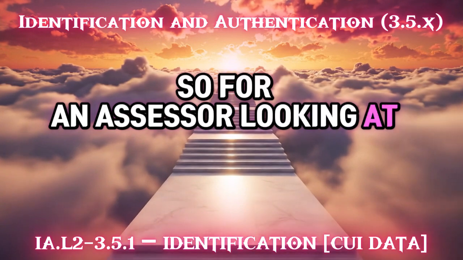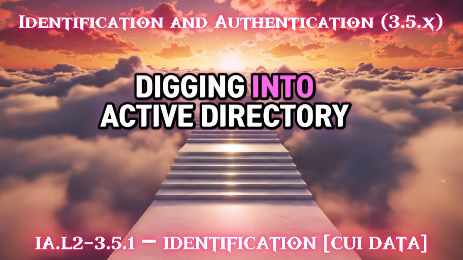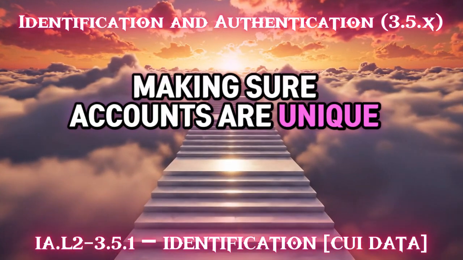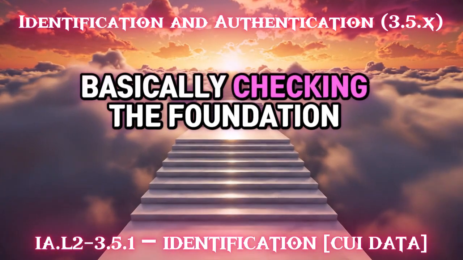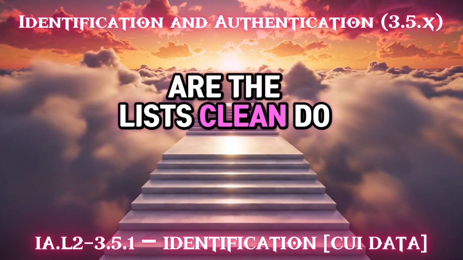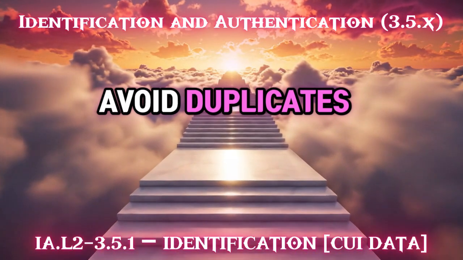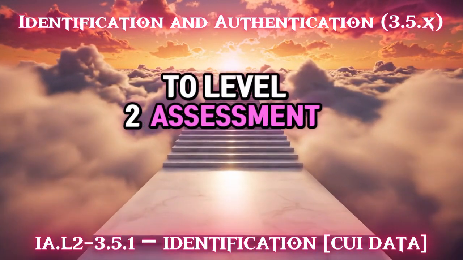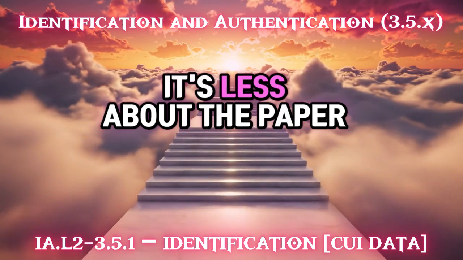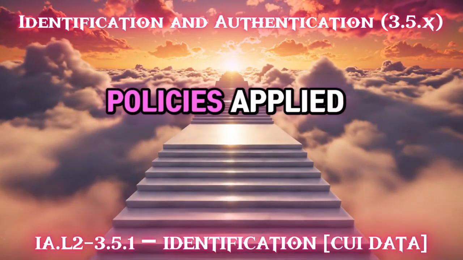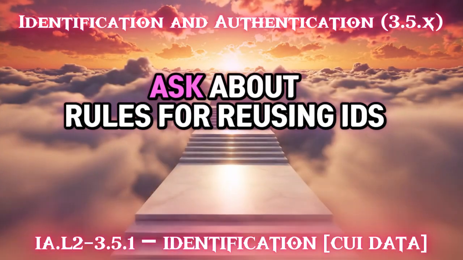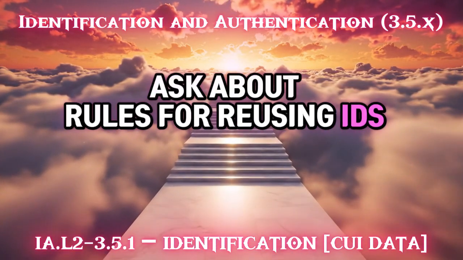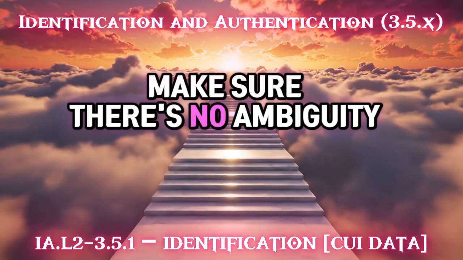So for an assessor looking at level 1, what are they checking? They're digging into Active Directory, making sure accounts are unique, verifying hostname conventions, stuff like that. Yeah, basically checking the foundation. Are the lists clean? Do the names make sense to avoid duplicates? But then when you jump to level 2 assessment, it shifts. It's less about the paper and more about how the policy's applied. They'll actually talk to your account managers, ask about rules for reusing IDs. They'll test the processes to make sure there's no ambiguity.